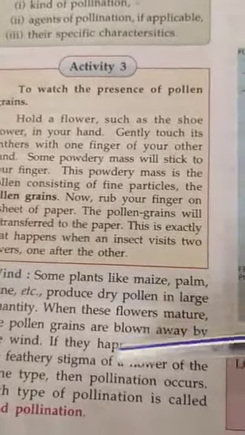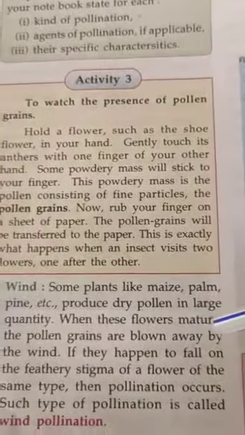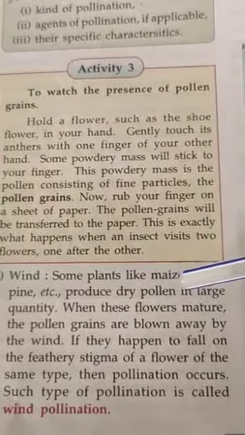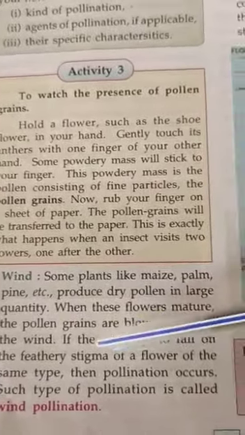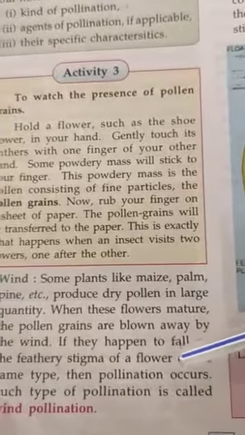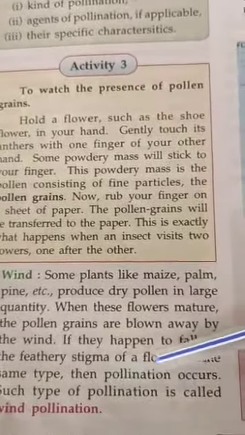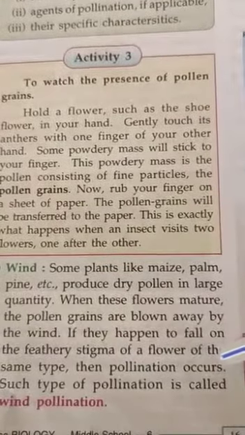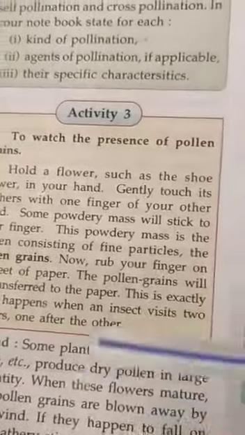In maize, palm and pine, the flowers produce dry pollen grain in large quantity. When the pollen grain is fully mature, it is blown with the help of wind, and when it reaches a female flower, it attaches to the feathery stigma of the female flower, and pollination occurs. That type of pollination is known as wind pollination.